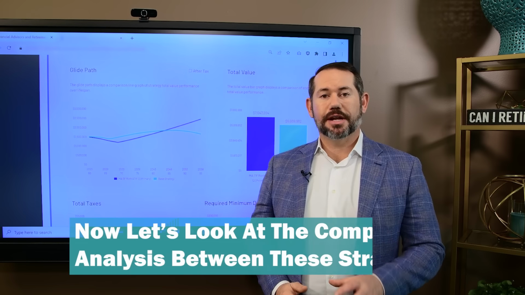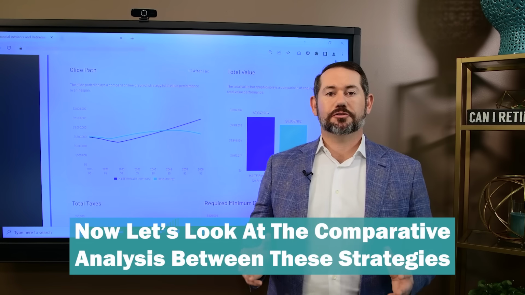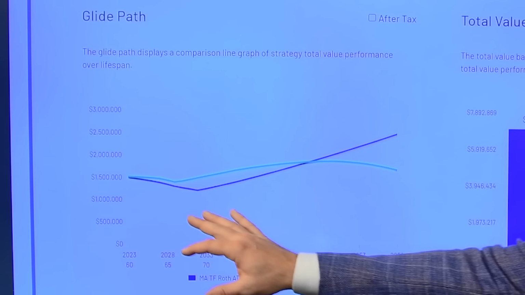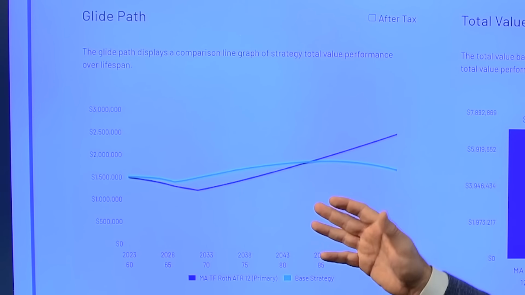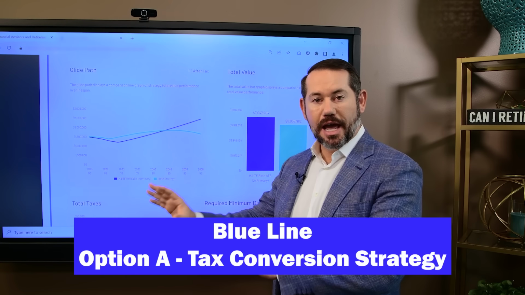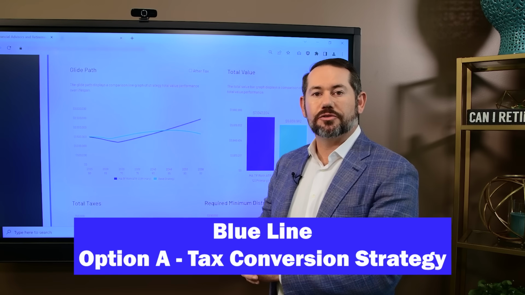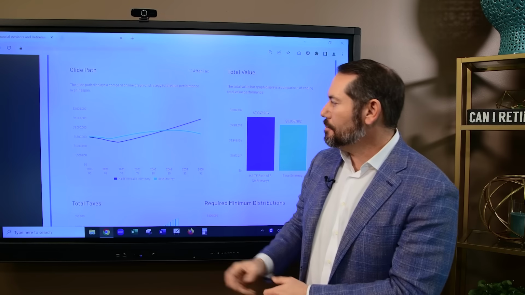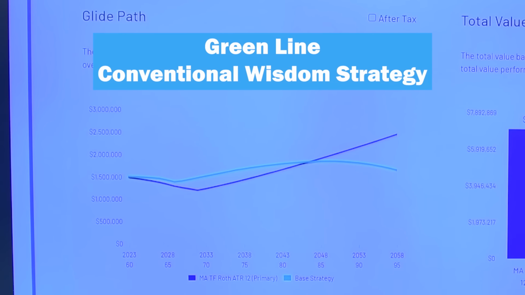I'm actually writing checks to the government, and that's money I don't have in the account to earn interest and to grow. So if I continue to live my lifestyle, continue to do these conversions, we see quite clearly what happens. The estimated account balances decrease compared to the green line, which is option B, the less efficient conventional wisdom strategy.